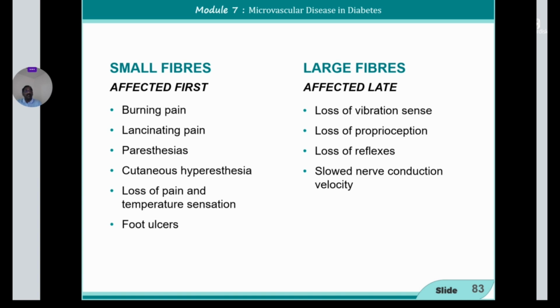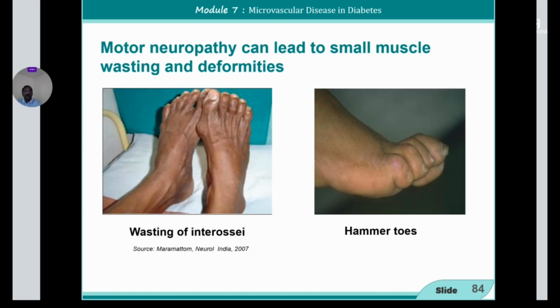But in clinical practice, most of the people come at a late stage, so they will have both small fiber and large fiber involvement. They will have the burning pain, lancinating pain, paresthesias, loss of pain and temperature. And when you check the reflexes, there is loss of reflexes, areflexia or hyporeflexia, and then loss of the vibration sensations. That means a mixed small and large fiber involvement will be seen in most of our diabetic neuropathies. Motor neuropathy can lead to small muscle wasting and deformities.